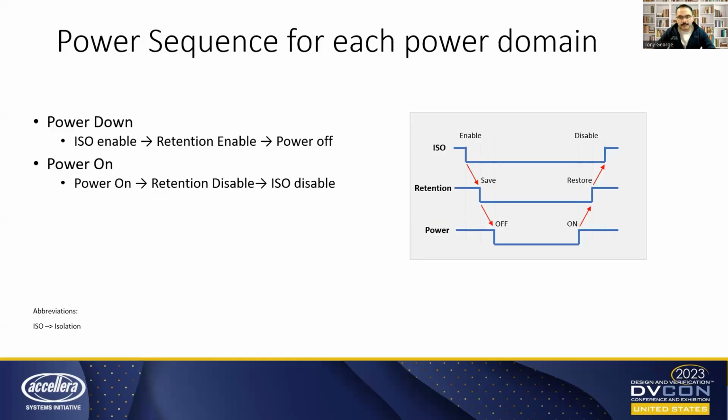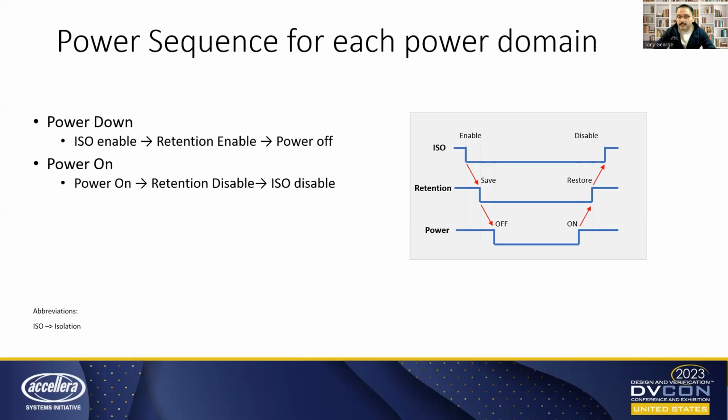Hence, we have isolation cells that keep the power-down IP outputs at a predefined value instead of driving X values. Here you can see the power sequence necessary for each power domain, where it moves from the ISO enable to retention enable and to power off. Then to wake up, the power on, to retention disable, and finally to ISO disable. It is necessary that the power sequence is executed correctly.